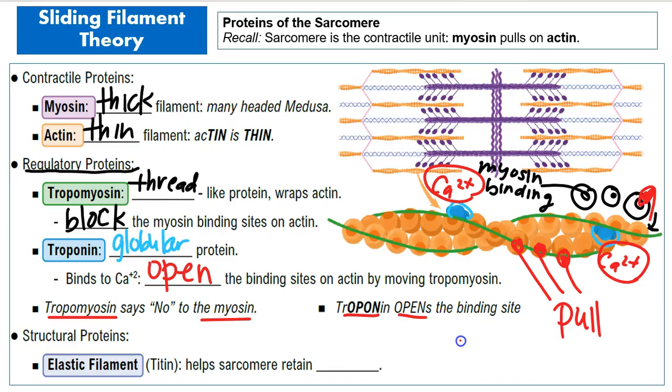Okay? There's other structural proteins that you see here. Yes, we have the middle of the sarcomere. We'll get the details of that. We'll get the names and what this little zigzag line means. And there's also these proteins here. And these proteins are huge. These are elastic filaments, or proteins, specifically called titin. And they're going to help the sarcomere retain its shape.